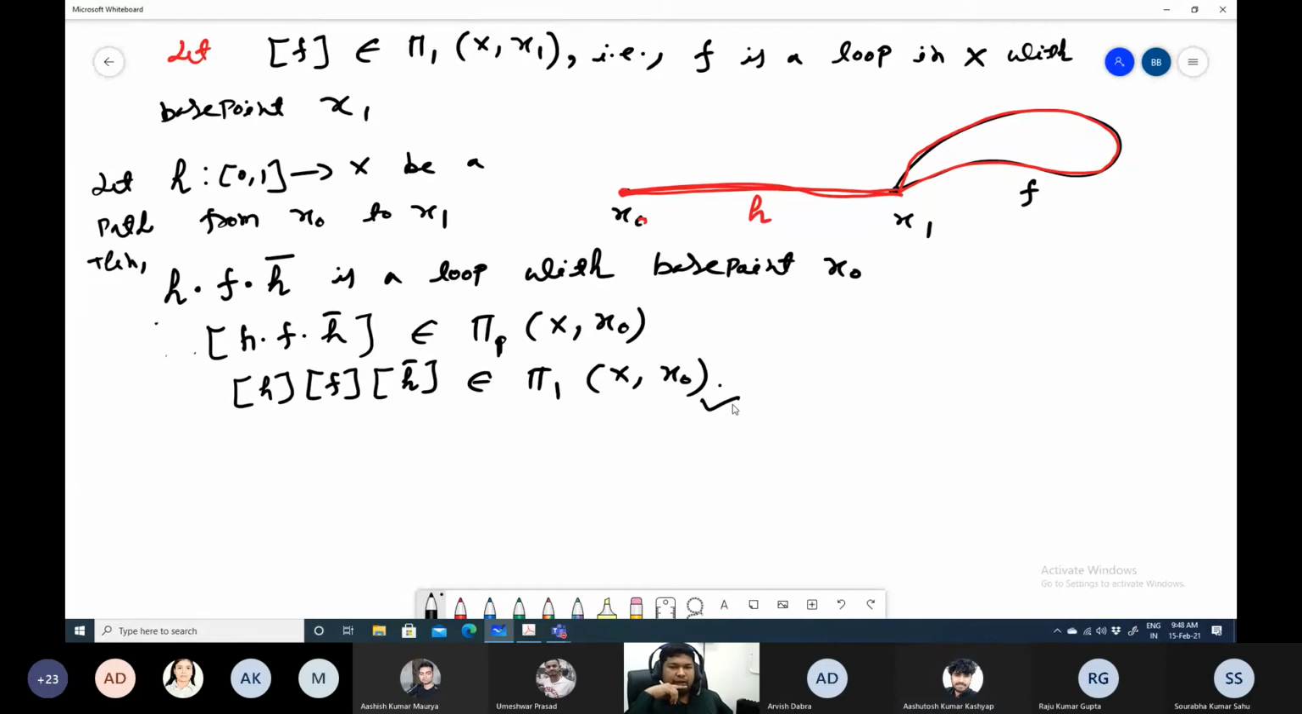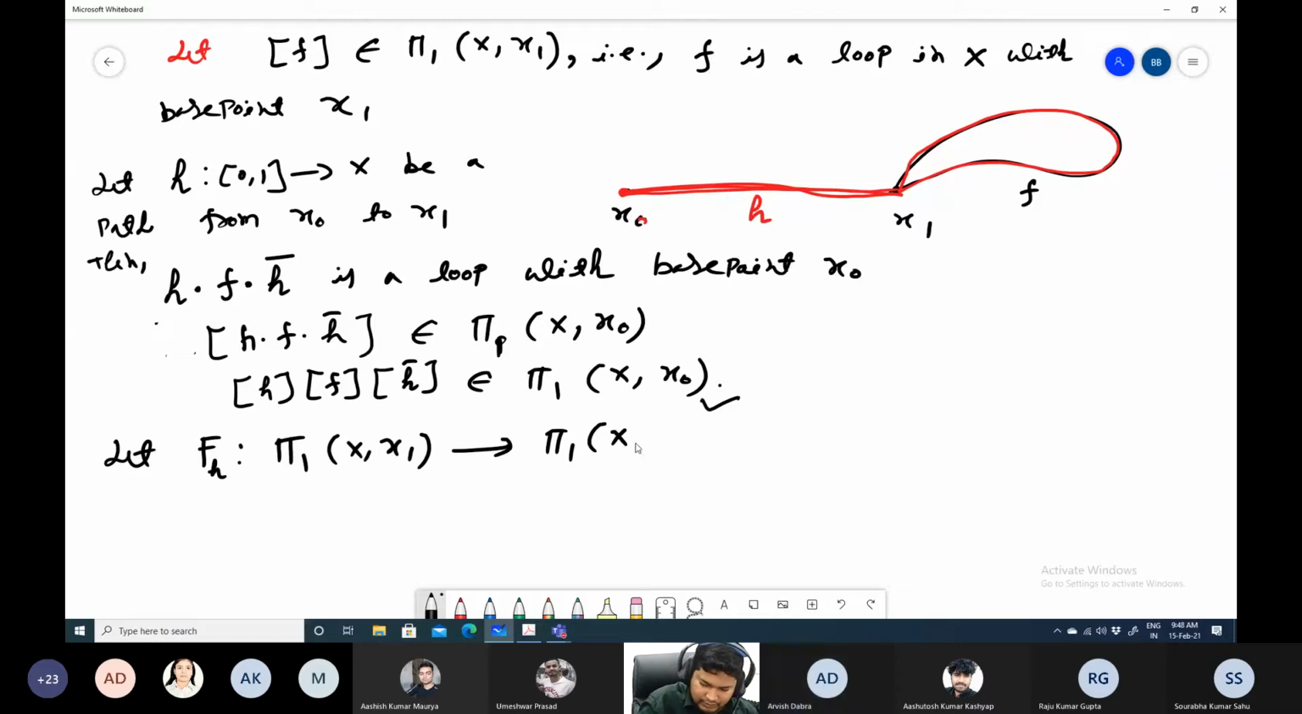Now, can you tell me how we can define a function? That is, we need to find an isomorphism from pi1(X, x1) to pi1(X, x0). So how do we find that isomorphism? We can define it this way. Let's call it fh, because it depends on h, going from pi1(X, x1) to pi1(X, x0).